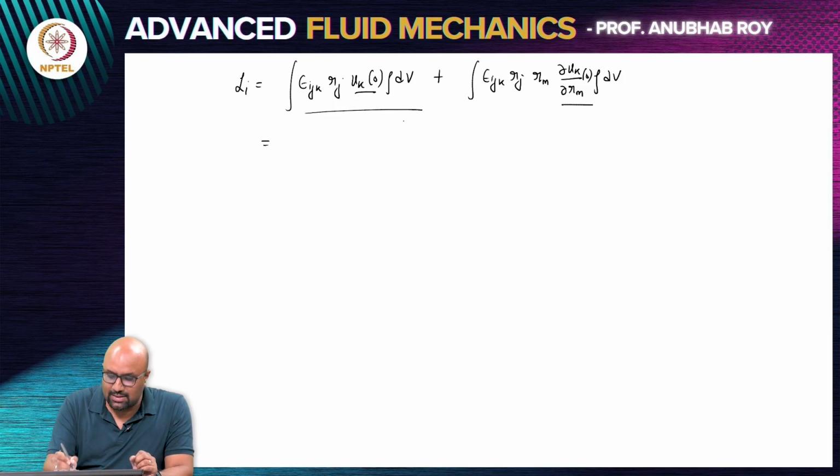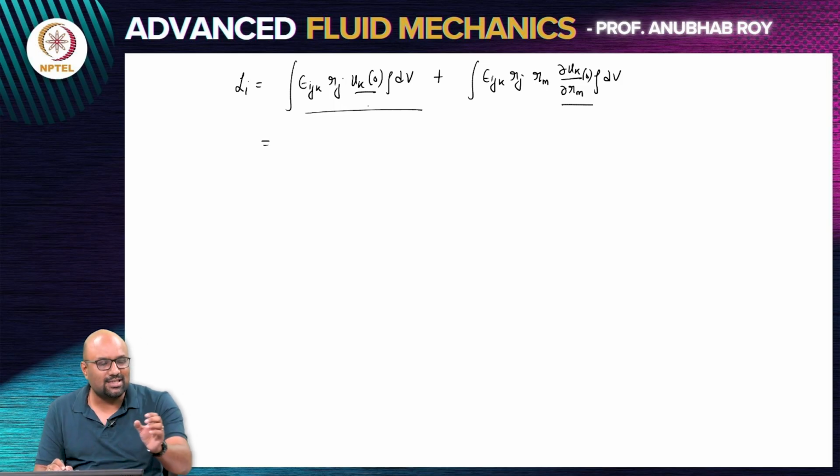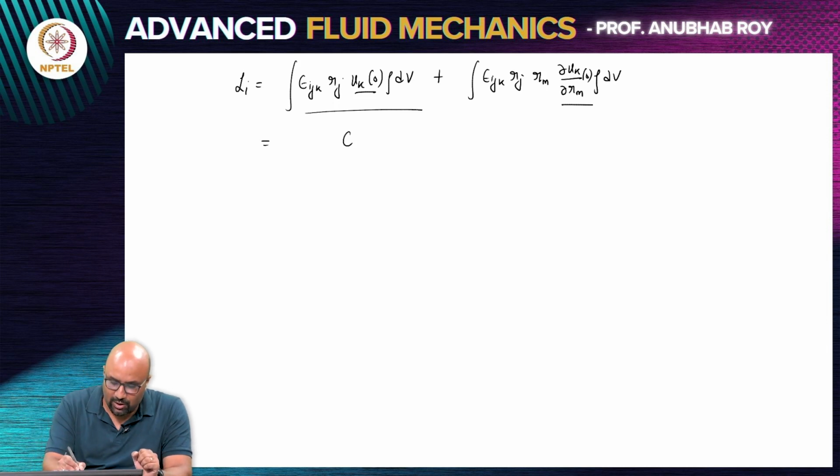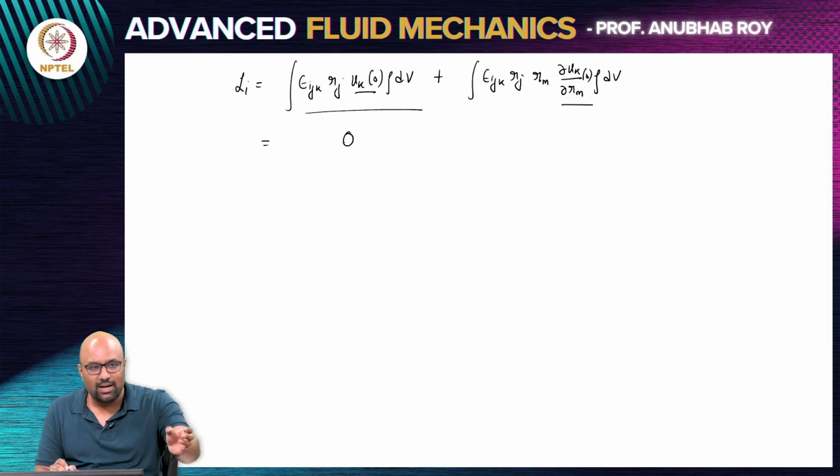So this is the angular momentum due to the translation of that object. uk of 0 is the velocity with which that volume is moving. So the translation of an object about its center of mass will not create an angular momentum about its center of mass. So this is going to be 0. Just rigidly translating an object will not create an angular momentum about its origin.